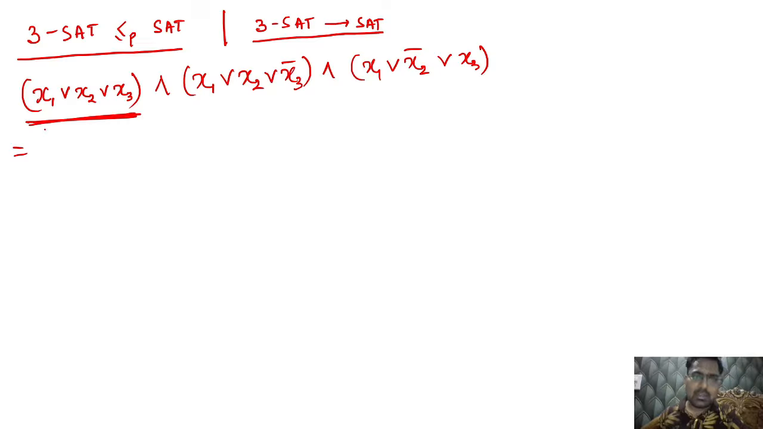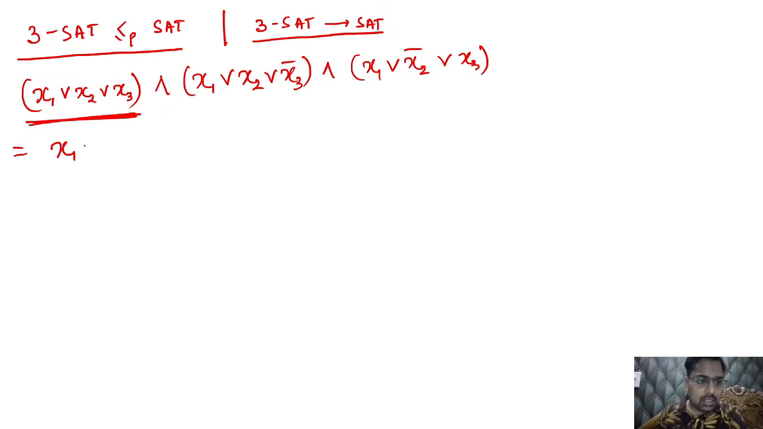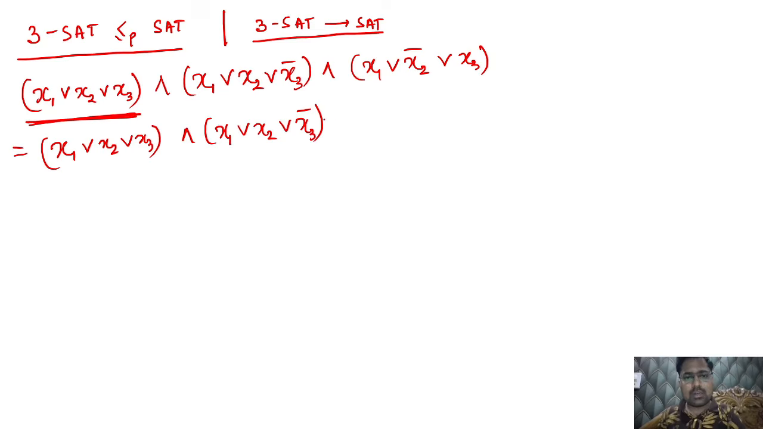Similarly, if I am writing 1 into 1, it will result as 1. If I am writing 1 into 1 into 1, it also results in 1. But these are three different positions. Might be it is the same value, but I am keeping three different positions. So here you can check, the same we are going to use here, x1, x2. We are just doing the reverse of the concepts which we have used.